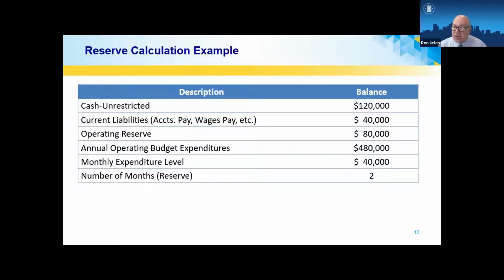That means my operating reserve is $80,000. My budget for this project is $480,000, meaning my monthly operating expense level is $40,000. So how many months do I have? I have 2. What does HUD recommend for public housing?